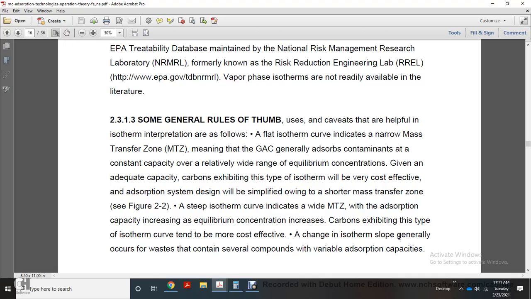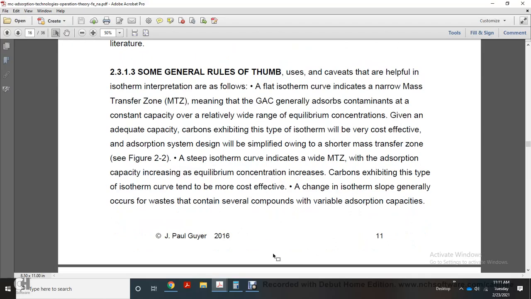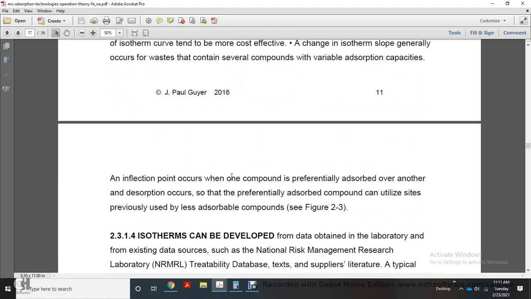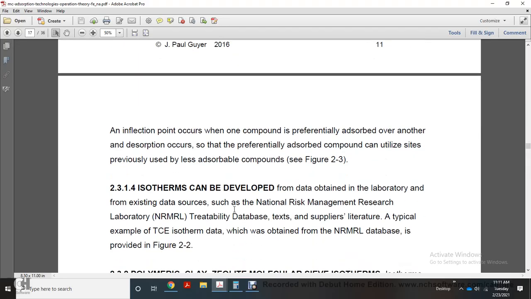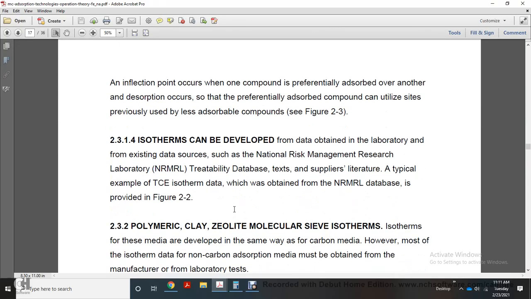Changes in the isotherm slope generally occur in waters containing several compounds with varying adsorptive capacities. At some point, one compound preferentially adsorbs over another, and adsorption occurs with a preferentially adsorbed compound that can utilize sites previously used by less adsorbent compounds. Figure 2.3: isotherm developed from laboratory data combined with existing data from the National Risk Management Research Laboratory treatability database, texts and supplier literature.